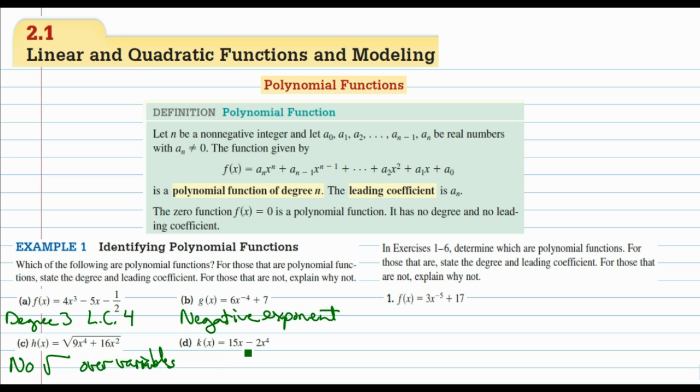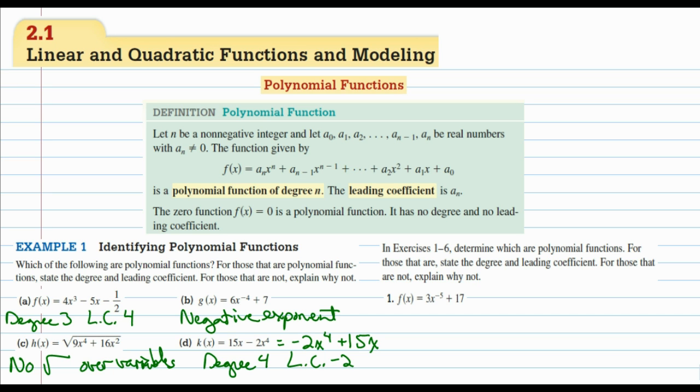Part D. D is in fact, okay, so it says 15x minus 2x to the 4th. That is a polynomial function. There aren't any weird exponents. I don't have any negative exponents. It fits the polynomial format, but it's not written correctly. The term that should be first is the minus 2x to the 4th. Then plus 15x. From highest to lowest exponent is how a polynomial should be written. That way it's easy to see what the degree is, so degree 4. And then the leading coefficient in that case is negative 2.